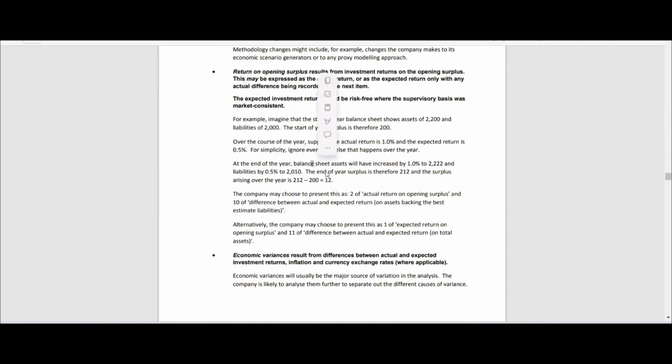So at the end of the year, the balance sheet asset would have increased by 1%, which is 2222, and liabilities have increased by 5%. Liabilities will also always increase by the valuation assumption, because we know that reserve is our liability, and liability will only change by the expected thing. It is the asset which takes care of the actual part.